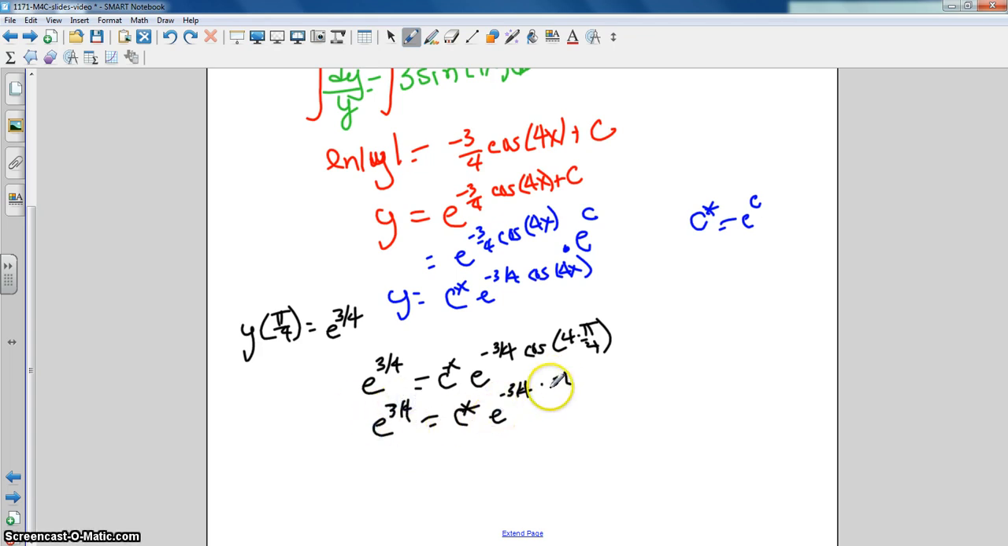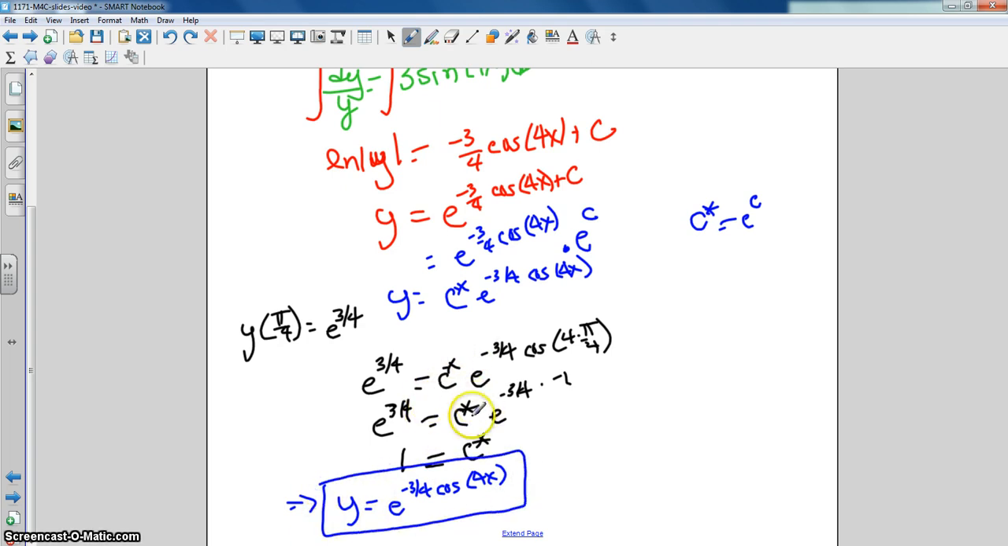Okay, and I'll leave this for you to show, but the e to the 3/4s cancel, or divide out, and you're going to be left with c star is equal to 1. So that means that my particular solution is y is equal to e to the minus 3/4 cosine of 4x. Because the c star was just 1. Okay, and that will be my answer.